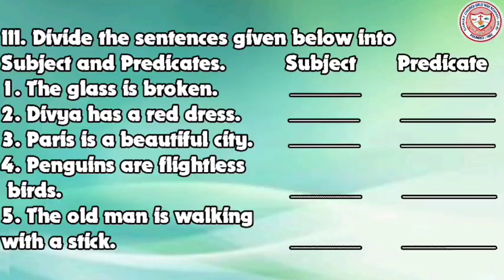Next one. Divide the sentences given below into subject and predicate. Number 1, the glass is broken. Number 2, Divya has a red dress. Number 3, Paris is a beautiful city. Number 4, penguins are flightless birds. Number 5, the old man is walking with a stick.